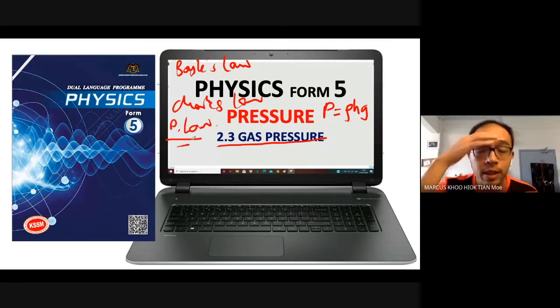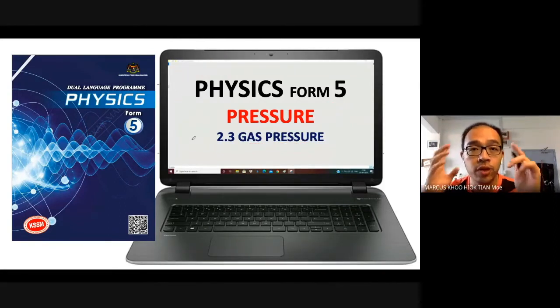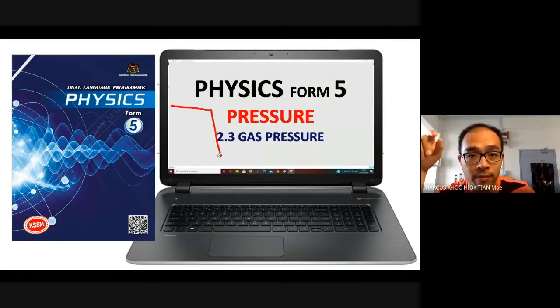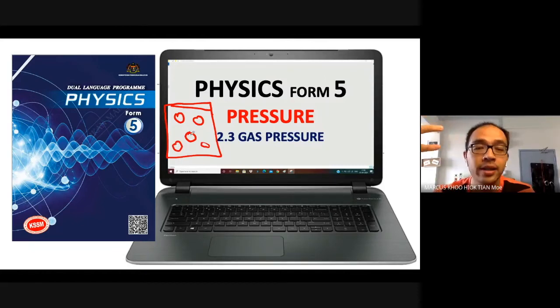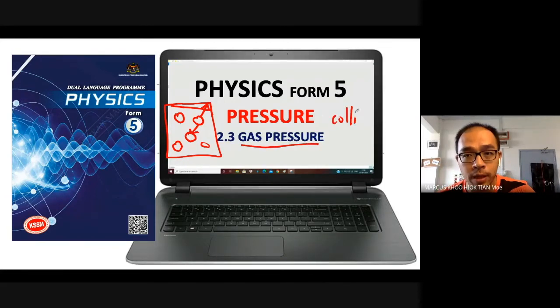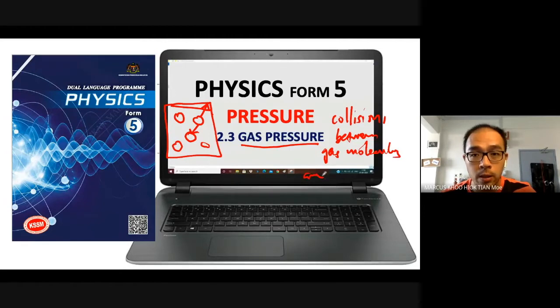We talked a little bit about gas pressure last year, and I mentioned that the reason why gas pressure exists is because, let's say you have a bekas tertutup, a closed container, and inside the closed container is just gas or air. Gas and air are not stationary. They are always moving around, and they are moving around randomly. Because they are moving around randomly, they are going to collide with the wall and with one another. So gas pressure exists because of the collision. Wujudnya tekanan gas kerana pelanggaran between gas molecules and the wall of any container.